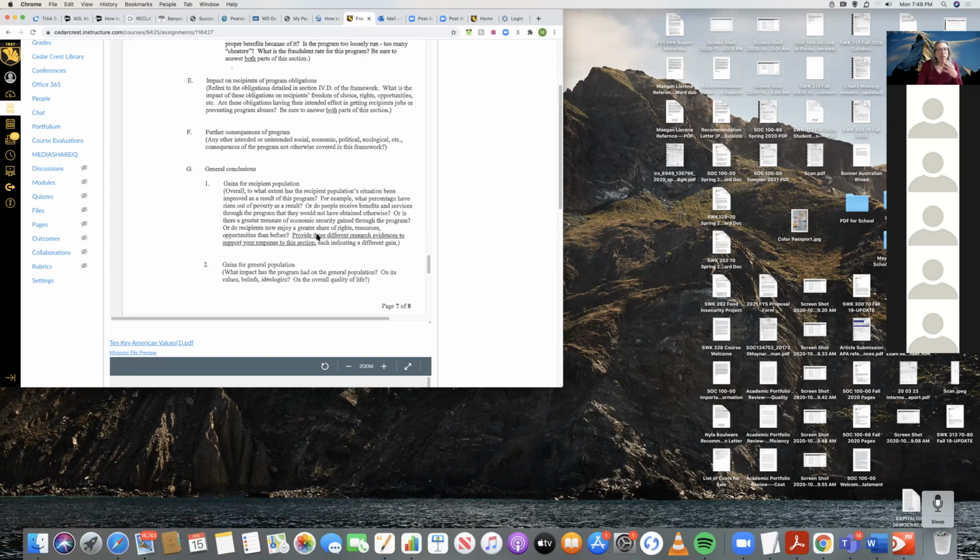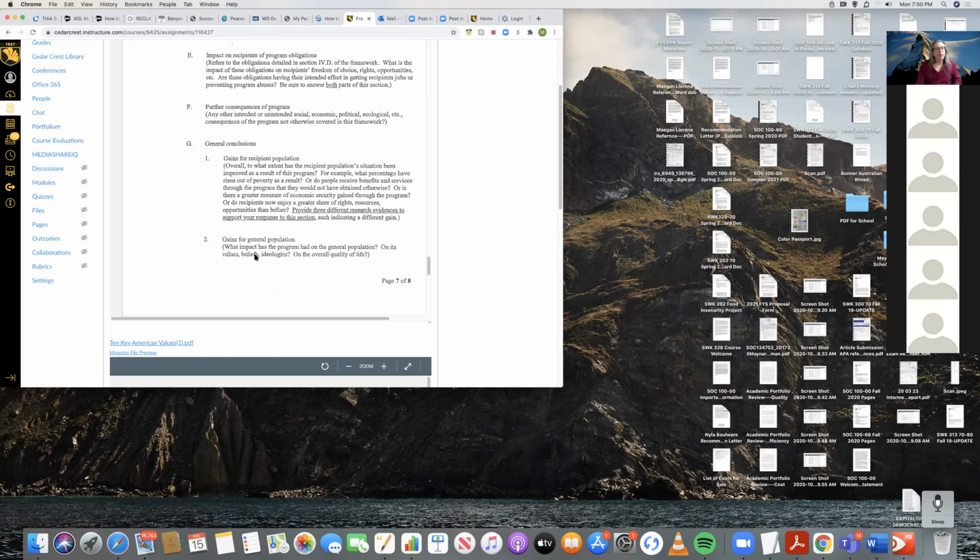What I want you to do is provide 3 different research evidences to support your responses to this section, each indicating a different gain. So you can't provide me 3 saying all 3 are health gains. What are 3 ways in which your program has improved the lives of the recipient population? So I want you to find research and provide 3 different research evidences. We in social work are all about evidence-based practice. So provide research here. Because again, if you're presenting this to a senator or a congressperson, they want to see evidence, not just, I'm sure it's helping people.